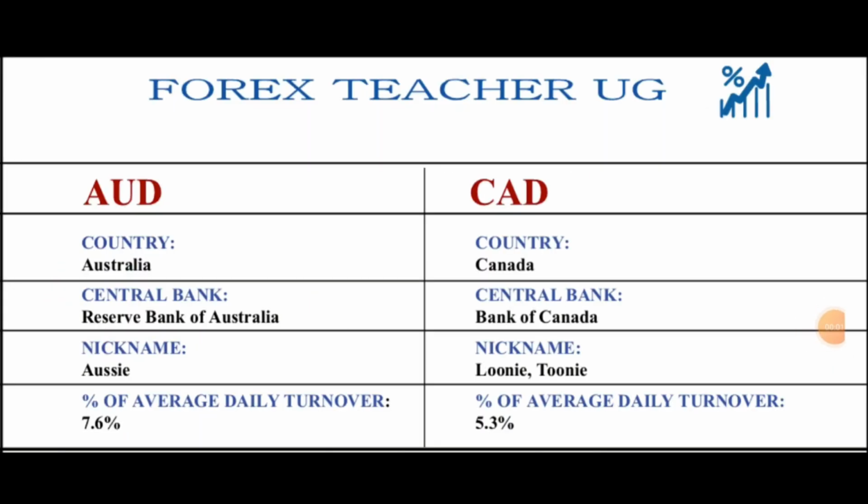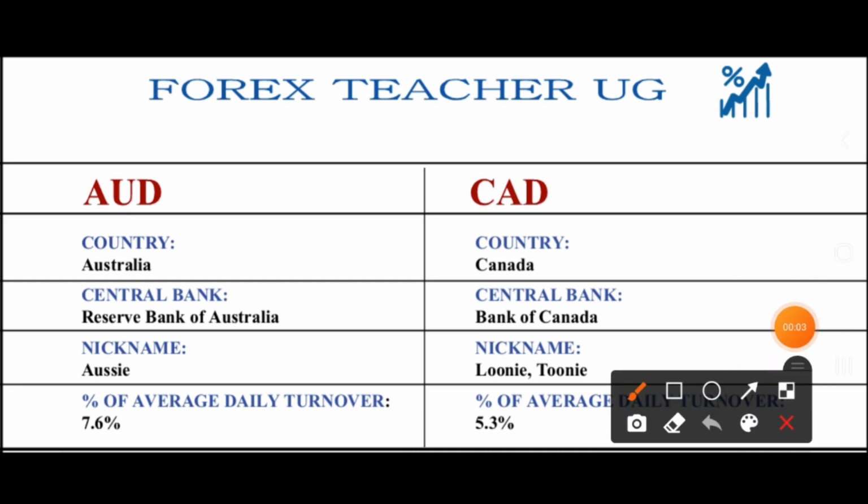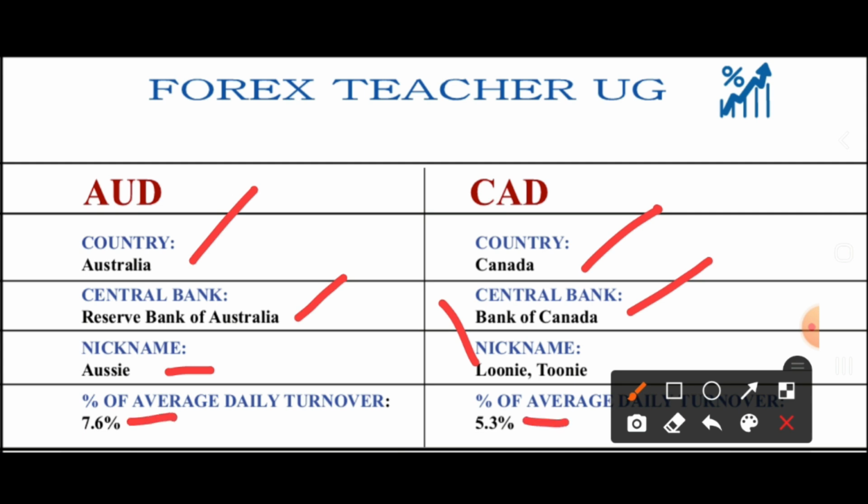So this is like a table which clearly shows you that the AUD is from Australia, the CAD is from Canada, and the AUD, its central bank is called the Reserve Bank of Australia, and the central bank is Bank of Canada for CAD. So the nickname for Australian dollar is the Aussie. The nickname for Canadian dollar is the Loonie or Toonie. So this is the average daily turnover 7.6, and this is a 5.3.